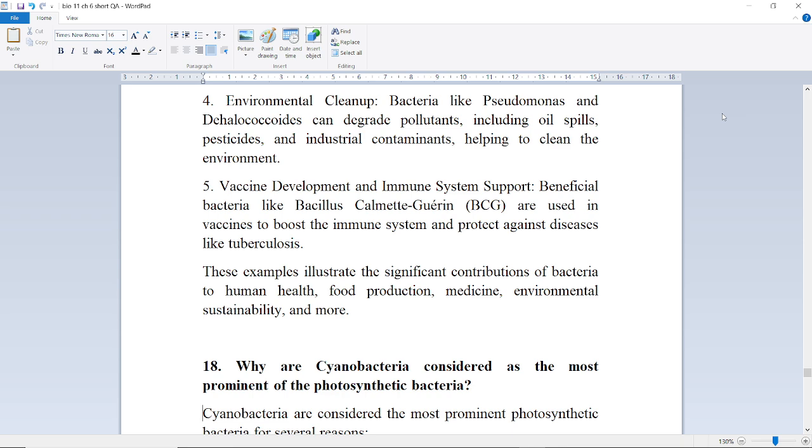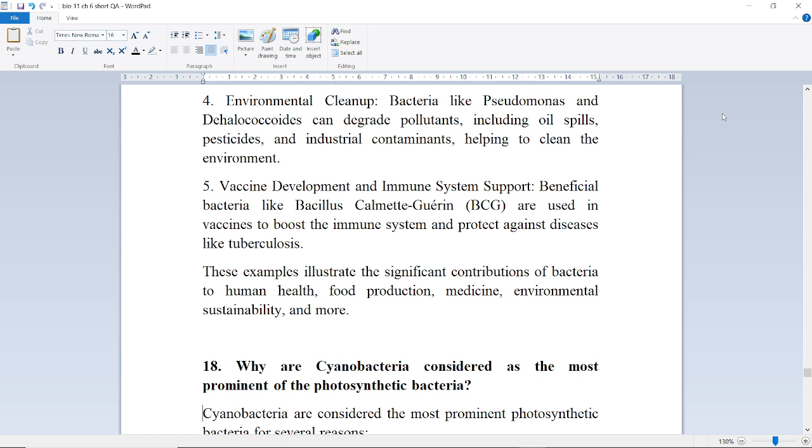Bacteria like Pseudomonas and Dehalococcoides can degrade pollutants including oil spills, pesticides, and industrial contaminants, helping to clean the environment. Vaccine development and immune system support. Beneficial bacteria like Bacillus Calmette-Guérin (BCG) are used in vaccines to boost the immune system and protect against diseases like tuberculosis. These examples illustrate the significant contributions of bacteria to human health, food production, medicine, environmental sustainability, and more.